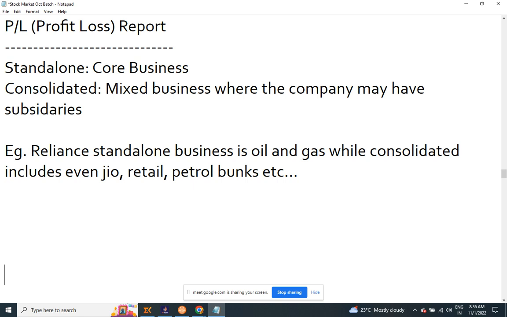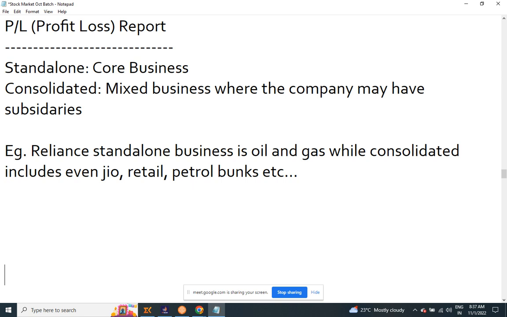So the profit loss report is another thing which is very important for us. You may find two tabs there. Earlier I told you that always look at consolidated. Now you'll get to know what is the difference between standalone and consolidated. Standalone business is the core business. Whatever is the main business of the company, that is called standalone.